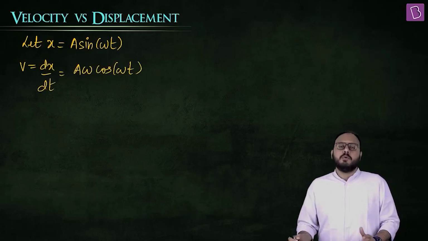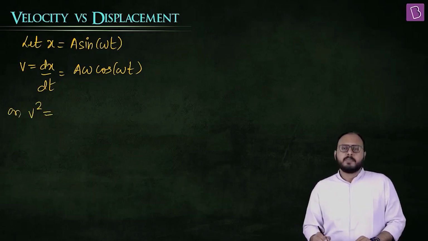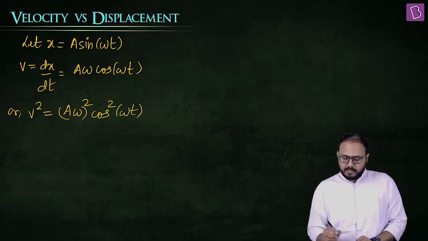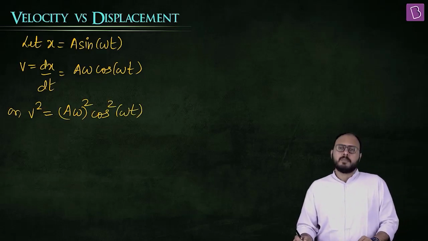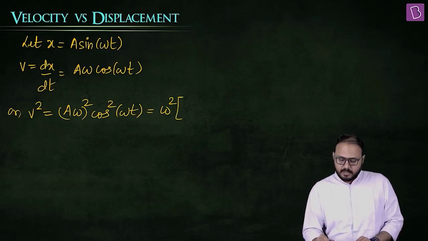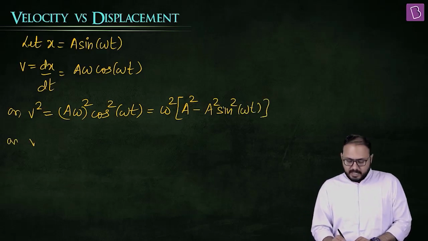We know that, sir, you differentiate. No, I'm talking about something else. Okay, square it. If you square it, v square is equal to a omega square cos square omega t. Omega square as it is, a square cos square omega t, and cos square omega t is 1 minus sine square omega t. Okay, what are you hinting at? I am hinting at that I can write v as this.